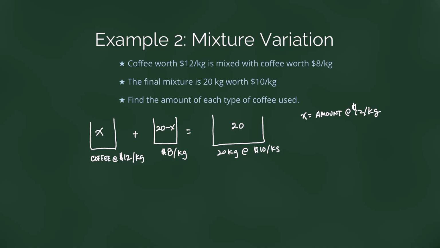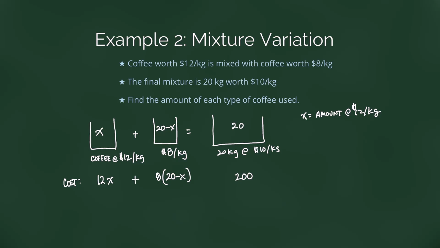Now, given that variable, we can figure out how much each of these bins of coffee costs. There's x kilograms in this first bin, and it costs $12 per kilogram. So the cost here is 12 times x. Similarly, the cost for the second bin is 8 times 20 minus x. The cost for the last bin, it's 20 kilograms at $10. That's $200.